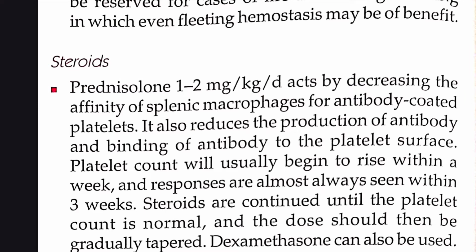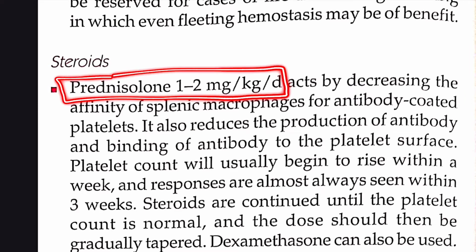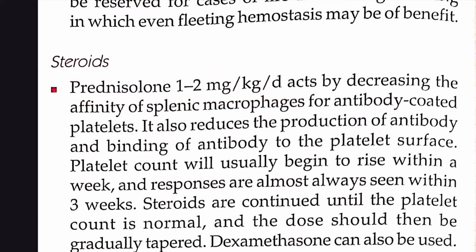Steroids. Prednisolone 1 to 2 mg per kg per day acts by decreasing the affinity of splenic macrophages for antibody coated platelets. It also reduces the production of antibody and binding of antibody to the platelet surface. Platelet count will usually begin to rise within a week and responses are almost always seen within 3 weeks. Steroids are continued until the platelet count is normal, and the dose should then be gradually tapered. Dexamethasone can also be used.